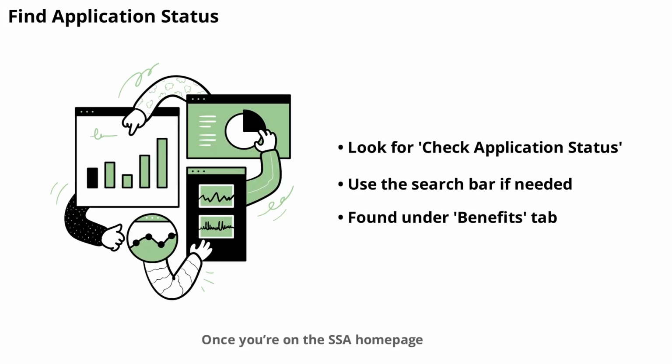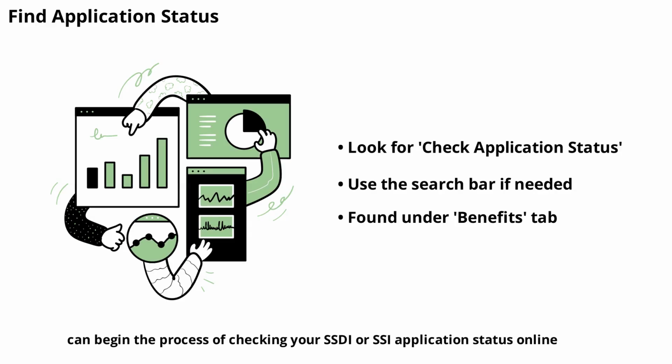Let's move on to finding the right section on the website. Once you're on the SSA homepage, look for the section labeled Check Application Status. This is usually found under the Benefits tab or in the main menu. If you have trouble locating it, you can use the search bar at the top of the page and type Application Status. Clicking this link will take you to the page where you can begin the process of checking your SSDI or SSI application status online.